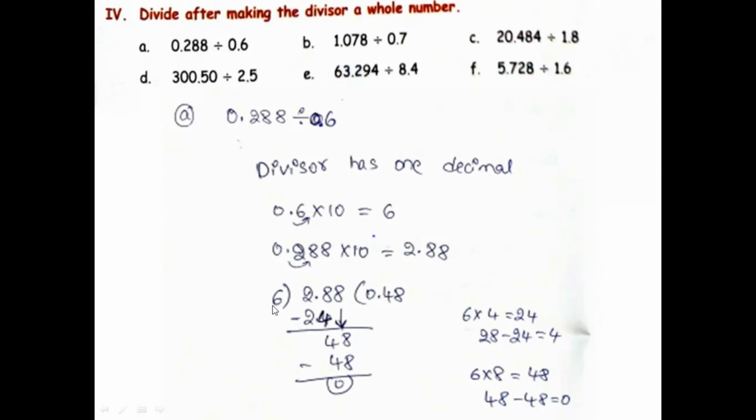Now we have to divide by 6. We cannot take 2, so take two numbers, 2.8. Further, now in the quotient write 0 point. Now 4 sixes are 24. 28 minus 24, the difference is 4. Bring 8 down. 8 sixes are 48. 48 minus 48, the difference is 0. The quotient is 0.48. The remainder is 0.